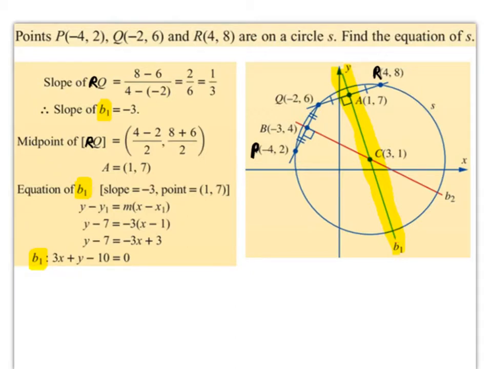So we know A is on the perpendicular bisector. We also know the slope is minus 3. Using that in our formula for the equation of a straight line, y minus y1 equals m times x minus x1, we have a slope of minus 3 and a point 1, 7, and we end up getting 3x plus y minus 10 is equal to 0. So that's the equation of the perpendicular bisector highlighted there in yellow.